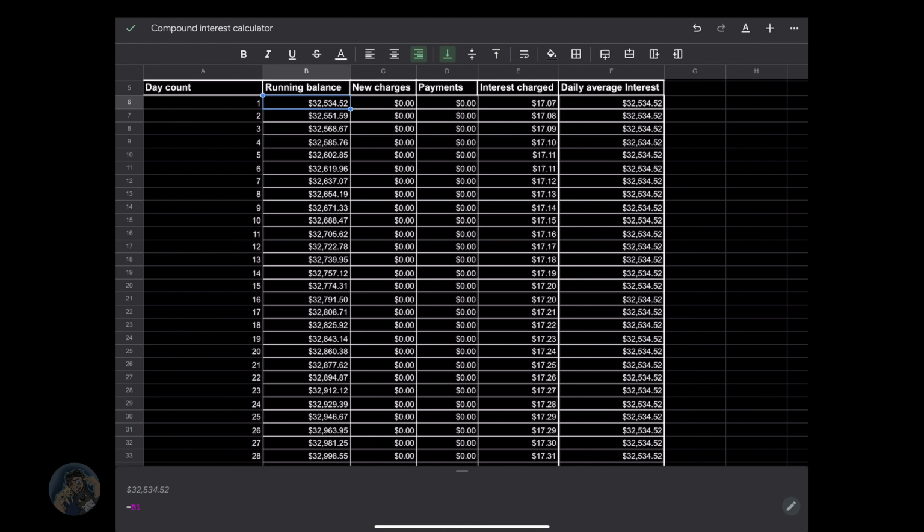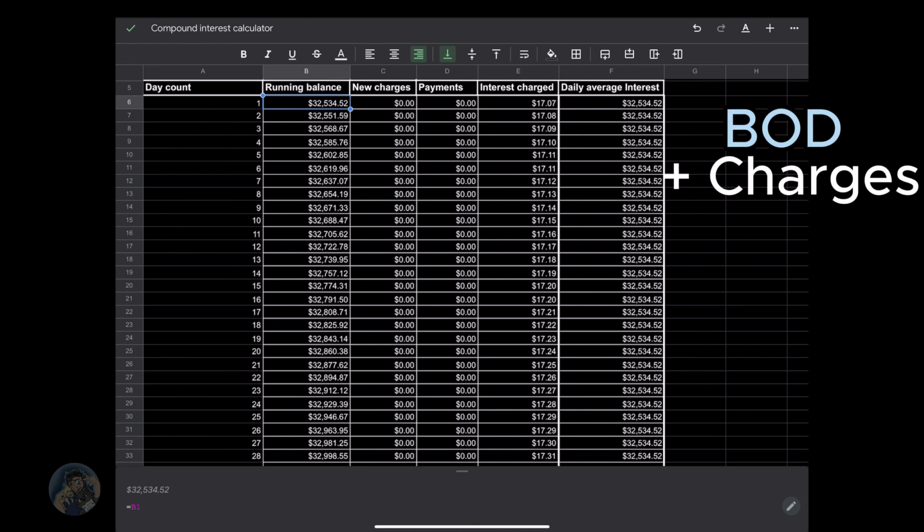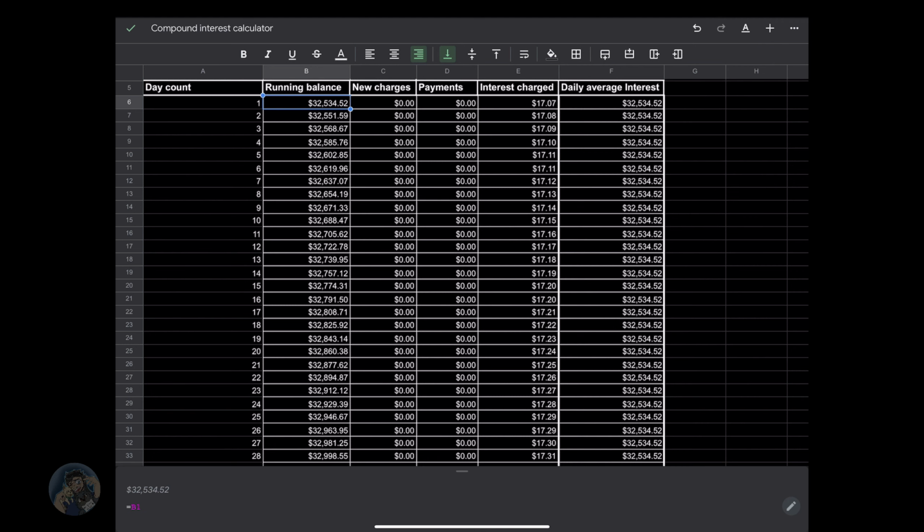So if we looked at the daily compound interest, the way that that's formulated is you take the balance at the beginning of the day, you add in any additional charges and fees and interest, and you take out any payments. So you would subtract. If you made a payment, you would subtract those numbers.